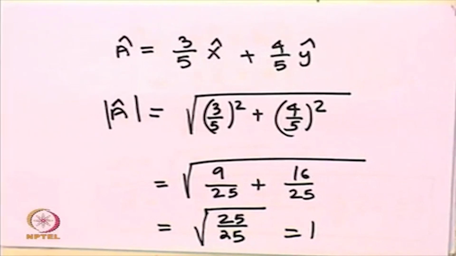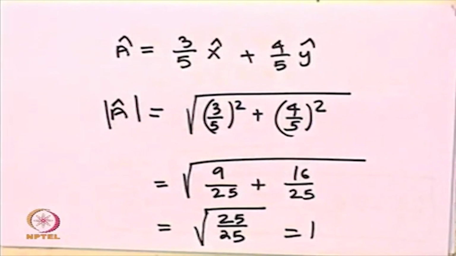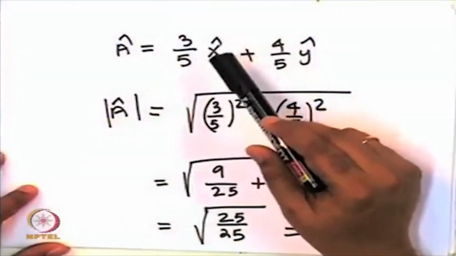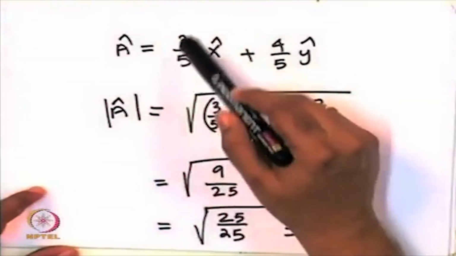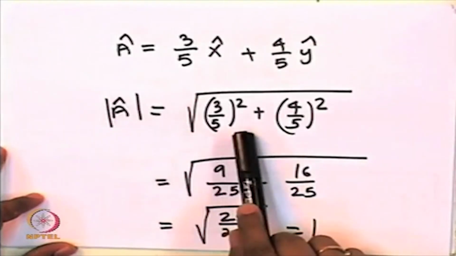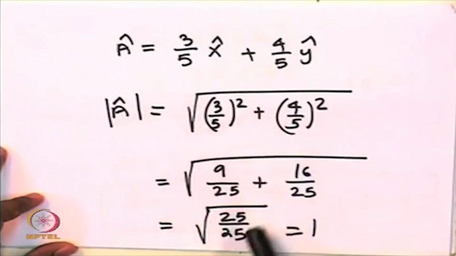So, we defined A cap in a particular way because, at the end of the day, we want mod A cap to equal 1. As you can see, if you define A cap as 3/5 x plus 4/5 y, mod A cap is the square root of (3/5) squared plus (4/5) squared, which is essentially 1. So, we get that mod A cap is 1.